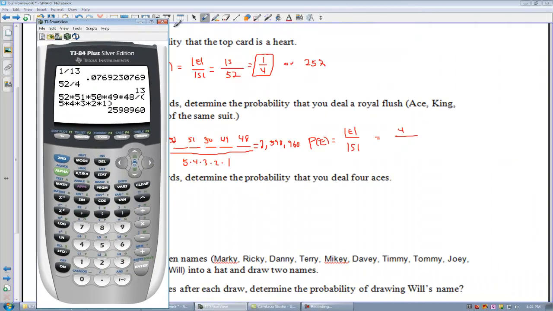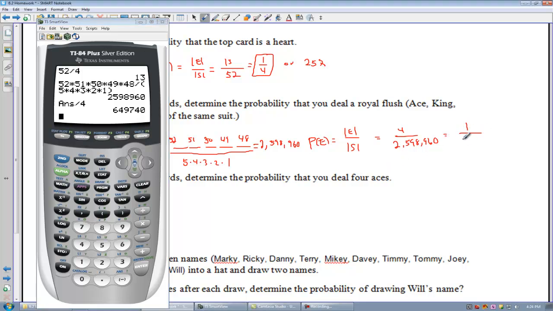So down here, what do I have? Well, down here I write this number, 4 divided by 2,598,960. And this can actually be reduced because 4 goes into this. So if I divide this by 4, you'll see I actually get out 1 divided by 649,740. All right, so if I deal out 649,740 hands, I would expect just one of those to be a royal flush.